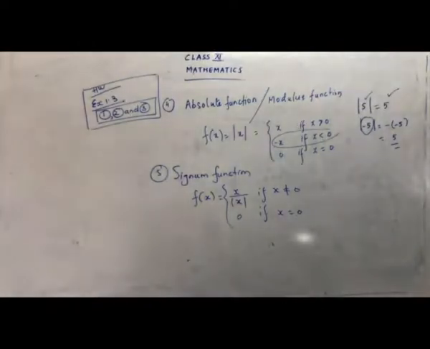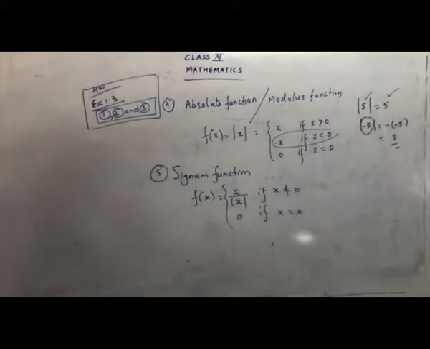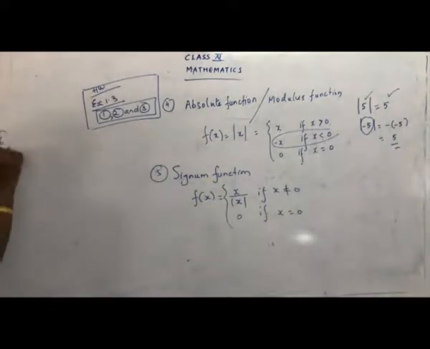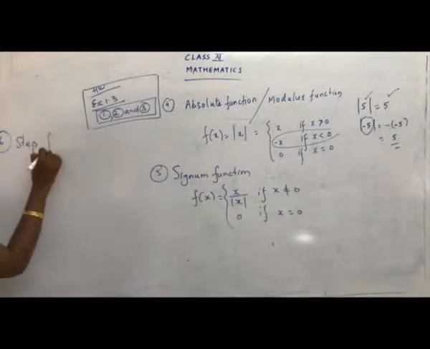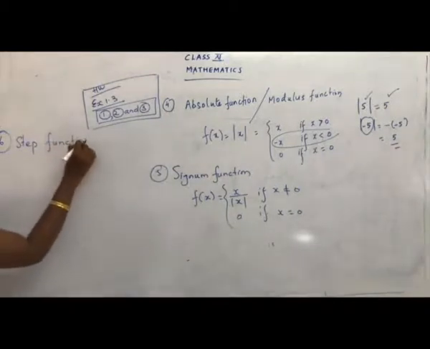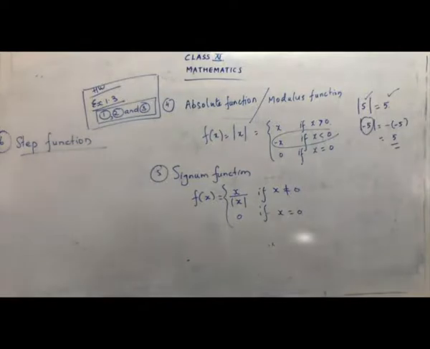Now let's come to the last type of function. What is the next function? They are called floor functions. See here, we have two functions: one is floor function and the other is ceil function. Both the functions together are called step functions. So we'll have the heading here as step functions. What is the last type of function? Step functions.